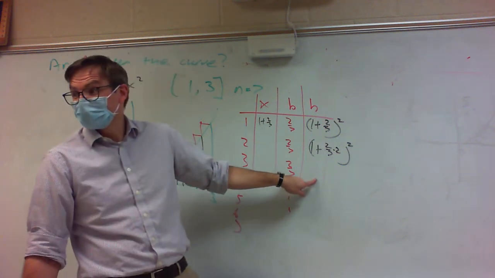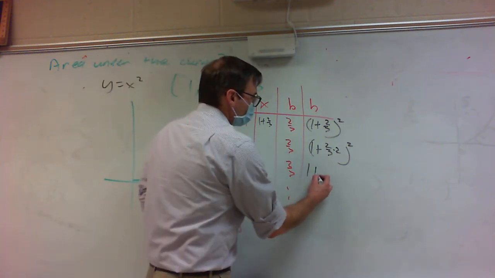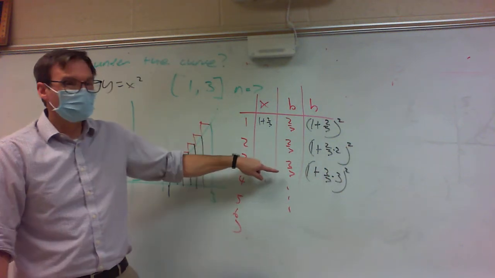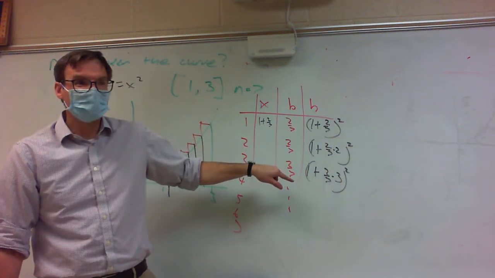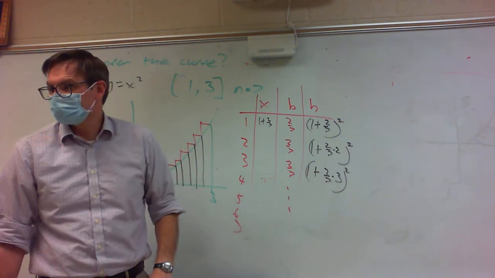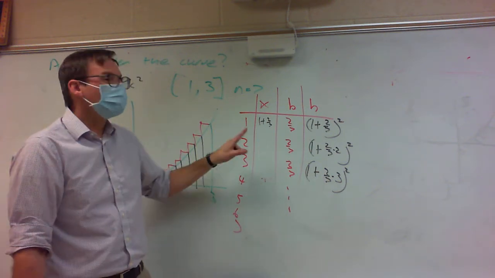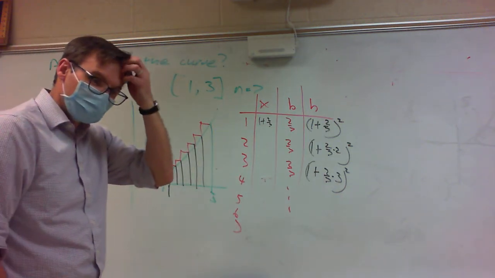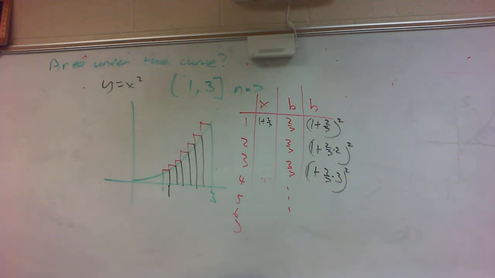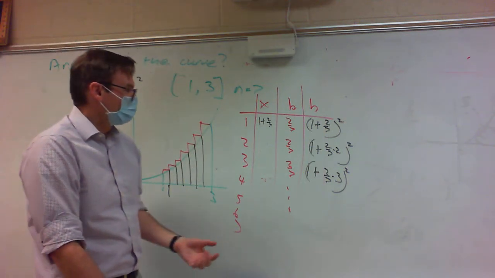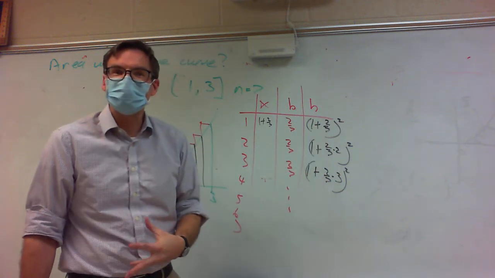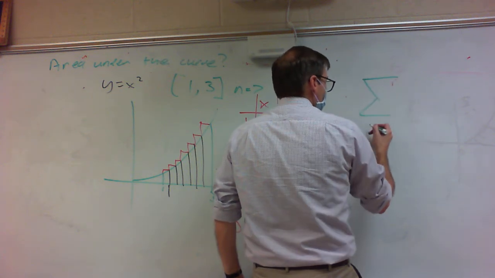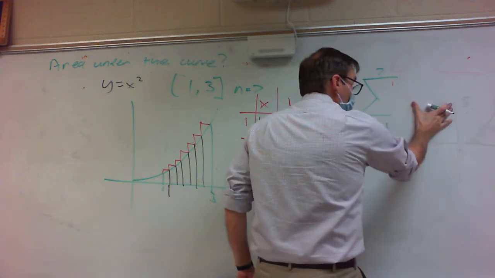Guess what this one's going to be? 1 plus 2/7 times 3, right? Remember I said by the third one, I think we should know the pattern? All right, here's your challenge. Everybody write the summation for these 7 rectangles. You've got your base, you've got your pattern for the height. I want everyone to write down the summation from i equals 1 to 7. Write it.